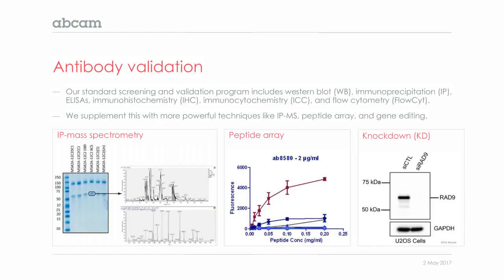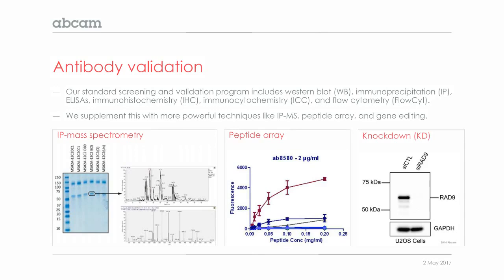The first one we'll start with is specificity. We select the most appropriate application based on the particular protein targeted, and we use a combination of approaches to ensure the specificity of our antibodies. Our standard screening and validation program includes ELISAs, Western blot, immunoprecipitation, immunohistochemistry, immunocytochemistry, and flow cytometry testing. We then supplement these validations with more powerful techniques like IP mass spectrometry, peptide array testing, and gene editing technologies.